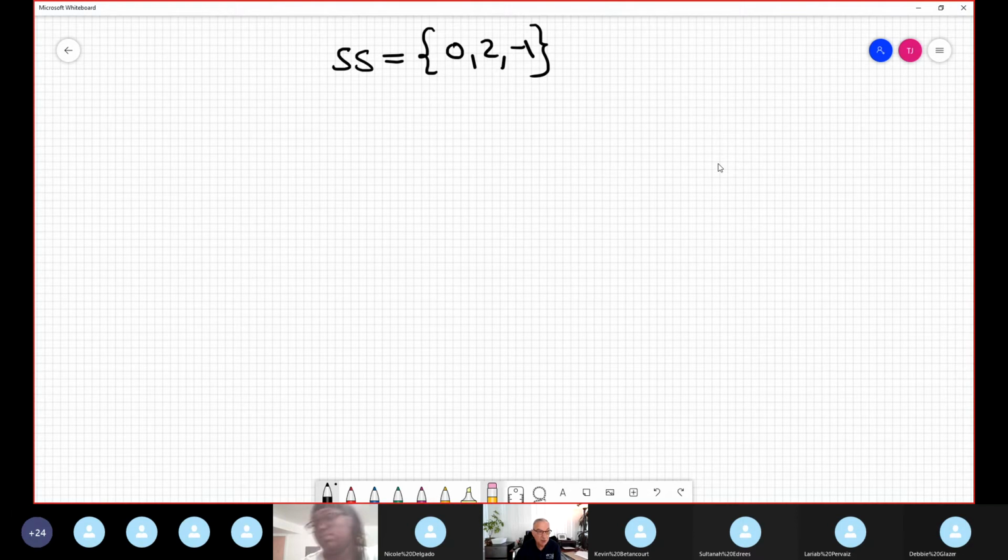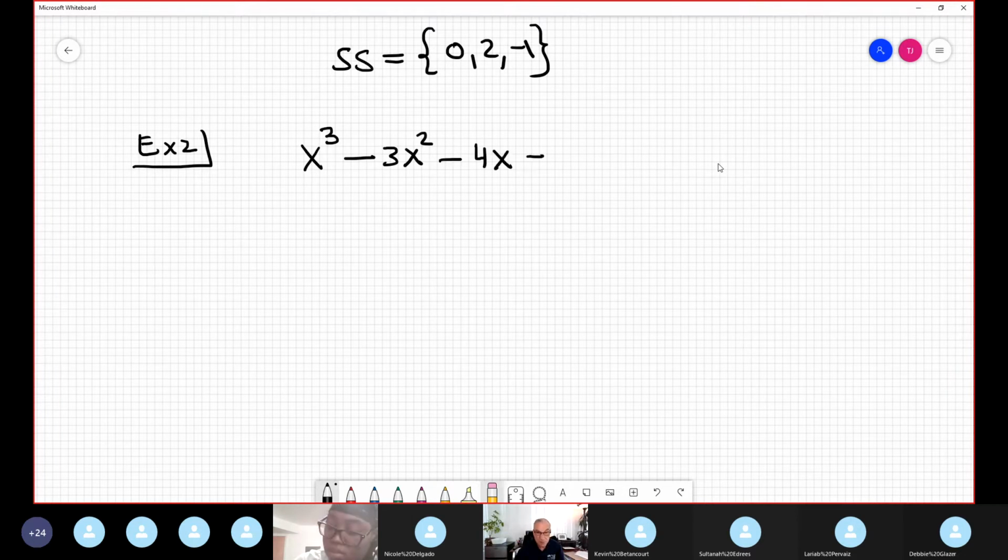Example 2, polynomial: x cubed minus 3x squared minus 4x plus 12 equal to 0. Is this a polynomial, yes or no? Yes, it's a polynomial. Exactly.